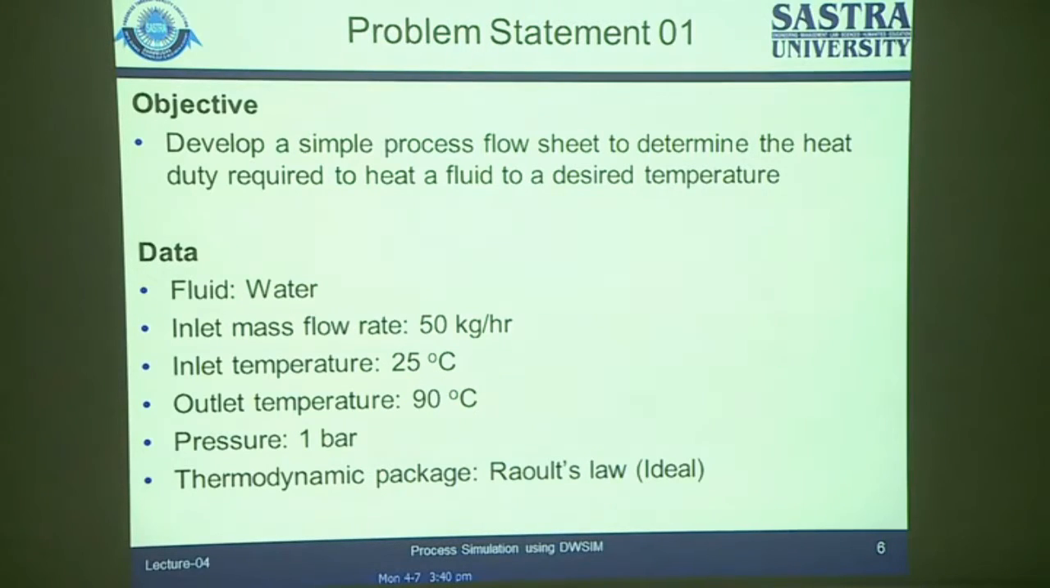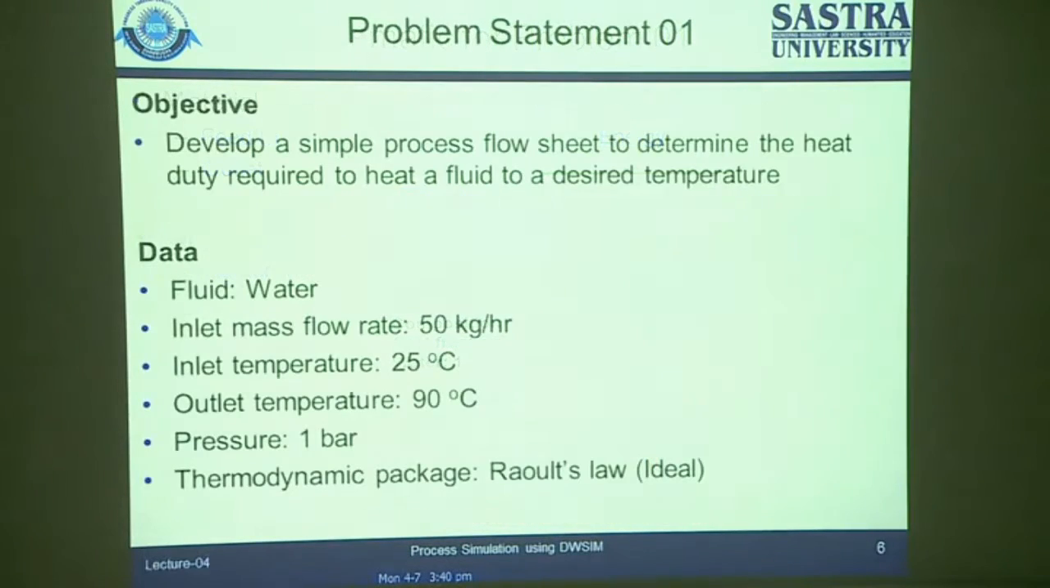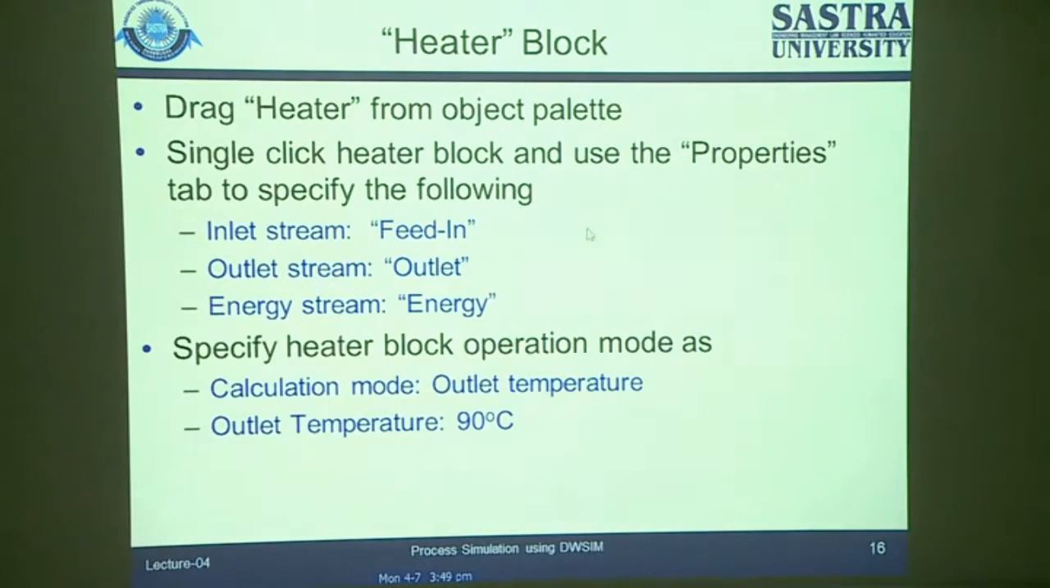Now let us take a simple example and try to learn how to do this problem statement. The problem statement is as follows. We have to develop a simple process flow sheet to determine the heat duty that is required to heat a given fluid to a desired temperature. In this case, we can connect the heater block to the feed, which will be connected as the inlet stream. The outlet stream from the heater block will be connected to the outlet, and the energy stream to the block is connected to energy.